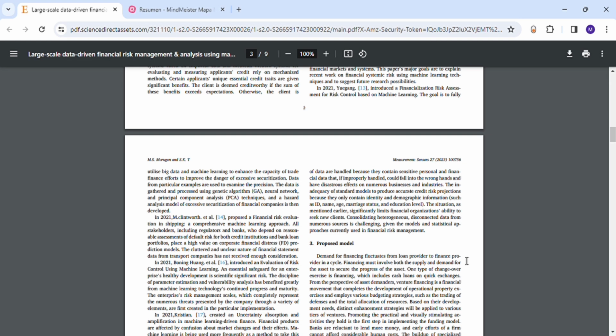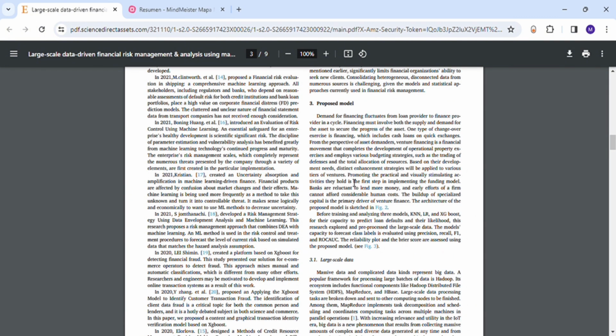The adequacy standard of models to produce accurate risk projections is limited, because they only contain identified and demographic information such as ID, name, age, marriage status, and education level. The situation, as mentioned earlier, significantly limits financial organizations' ability to seek new clients, consolidating heterogeneous, disconnected data from numerous sources, and is challenging given the models and statistical approaches currently used in financial risk management.